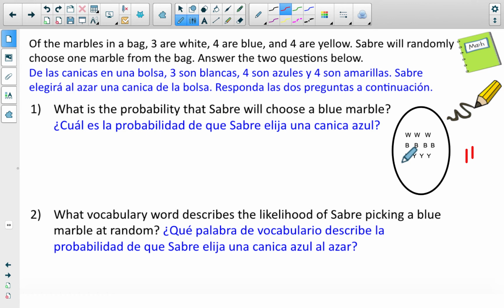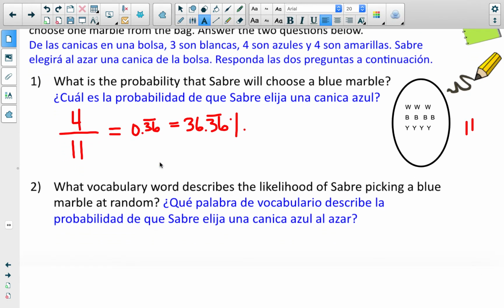What is the probability that Sabri will choose a blue marble? Well, we know the total possible outcomes is 11. There are 11 total marbles. And blue makes up 4 out of the 11. Now, if I went to convert this to a decimal, all I'm doing is dividing, because I basically wrote it as a fraction. So I can just convert that to a decimal through division. 4 divided by 11 gets 0.36, but it's repeating, which as a percent is 36.36, and I'm going to repeat that percent. All right, so that's the percentage.